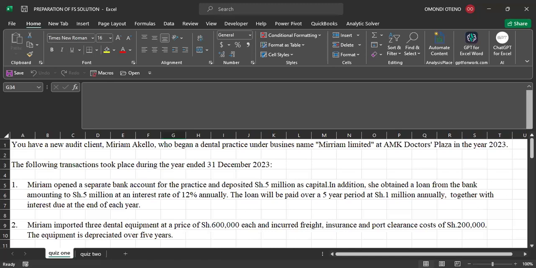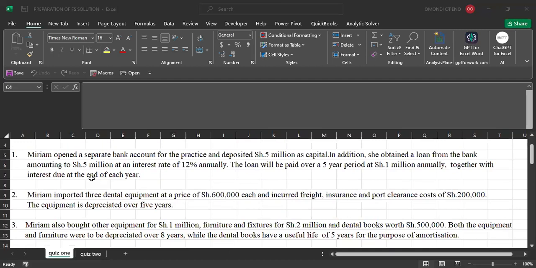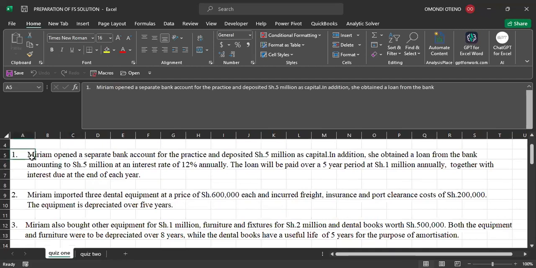So you can do this using two different methods. Number one, you can apply the T accounts, or you can come up with the debits and credits columns for the adjustments. If you look at this, you'll be able to identify the key accounts which are affected.